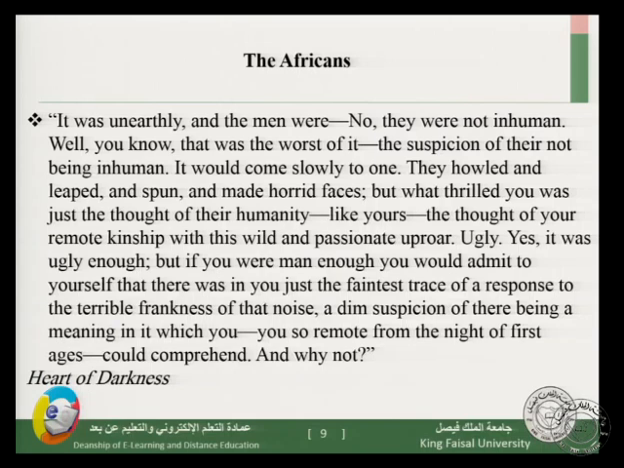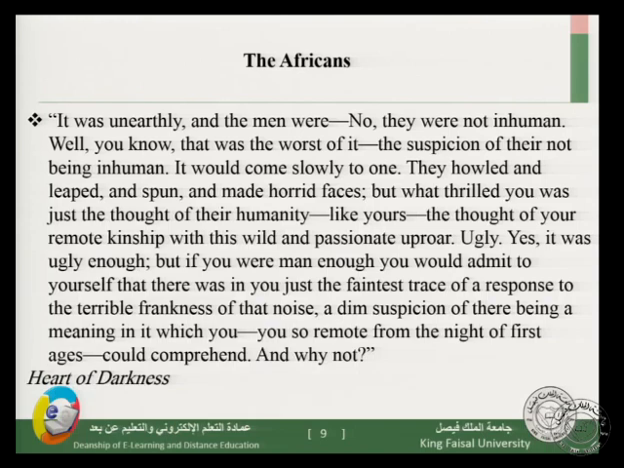So it means, well, are they human? It's like when you say this is not black. So does it mean it's white? Well, not necessarily. It could be brown, it could be yellow. So you can see how Marlowe says they're not inhuman. Does it mean they are human? Well, the novel isn't courageous enough to go that far and say they are. He says, no, they were not inhuman.